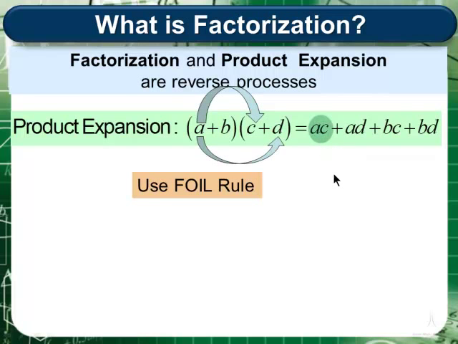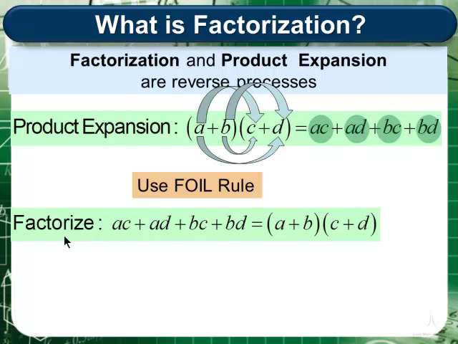Then we multiply the outer terms of this particular product to get the second term of the expansion. After that, the inner terms to get the third term of the expansion. And finally, the last terms of the two factors of this product to get the final term of this particular expansion. Now this process in reverse would just be the factorization of a particular given expression.